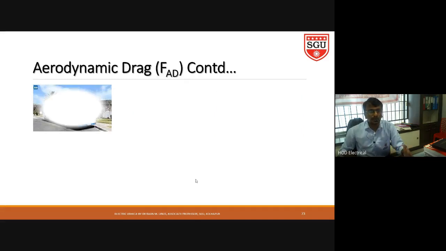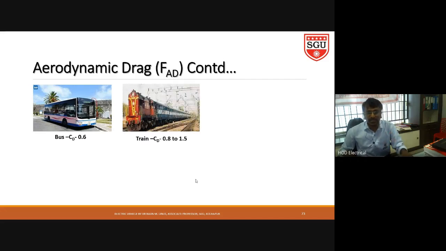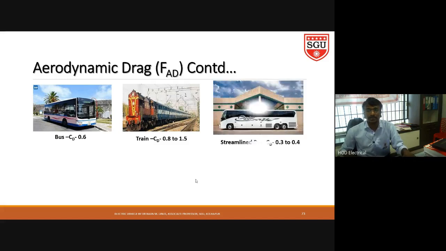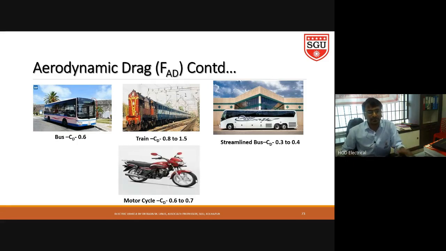Then another one, see buses and so on, CD is more. Front pressure is more, and due to that high pressure there is aerodynamic force, so the CD value is more. Then a train also has a CD of 0.8 to 1.5, varying from 0.1 to 1.5. Then streamlined buses, whose fronts are shaped accordingly to reduce the aerodynamic force, have a CD of 0.3 to 0.4. Then bikes and so on normally have a CD of 0.6 to 0.7.